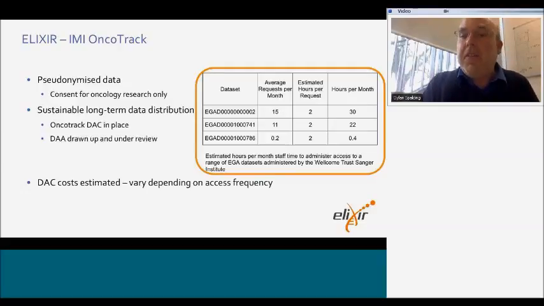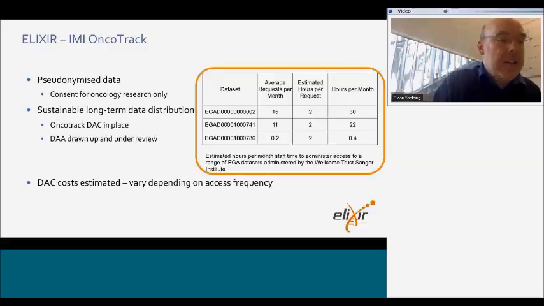on data sets. As they have quite a wide variety of data sets, they came back and said that each access was roughly equivalent in terms of man hours to apply. So the main effect was actually how often access was requested to a data set. A higher frequency data set would require more man hours than a low frequency data set.